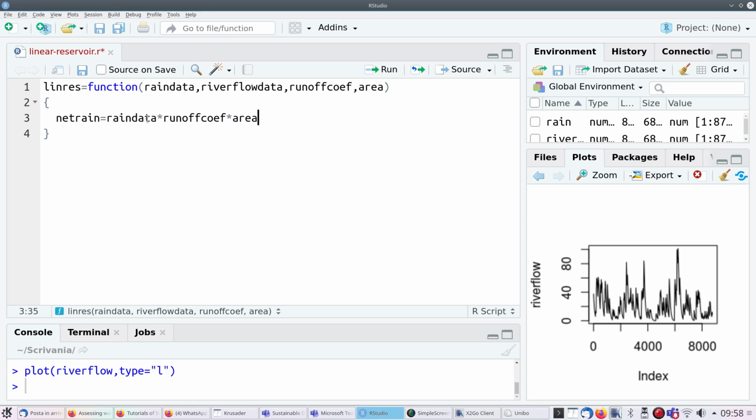So now we have to make a transformation. Rain data is in millimeters. So if I want to get the discharge in cubic meters per second, I have to transform millimeters into meters, and then I have to divide by 1000. Runoff coefficient is adimensional. The area of the catchment is in square kilometers. To transform it into square meters, I have to multiply by 1 million, because the transformation between kilometers and meters is 1000, squared, which becomes 1 million. This is our net rain. This is what we have to put into the linear reservoir.